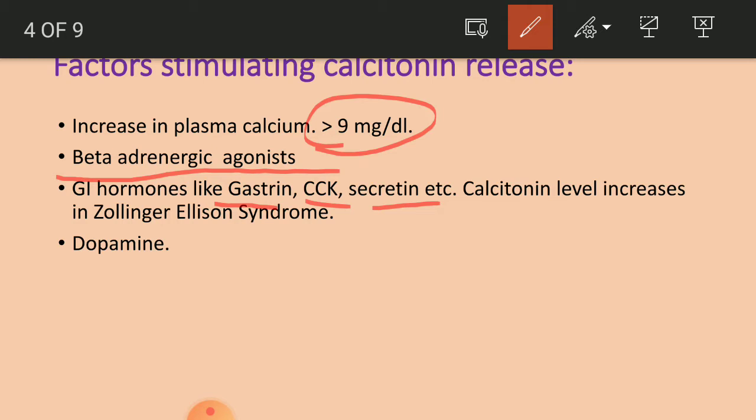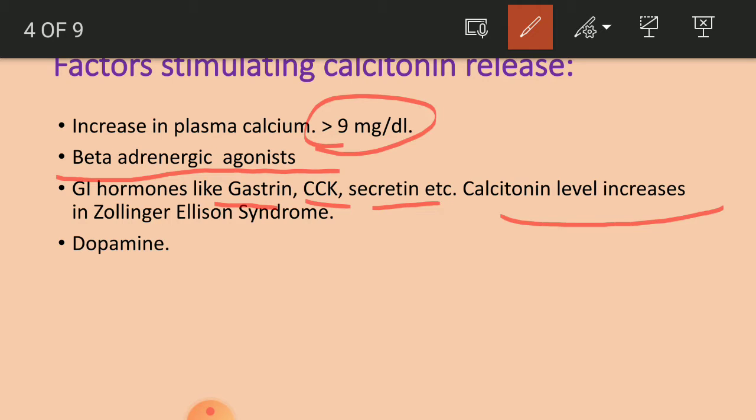but that is prevented effectively by release of calcitonin simultaneously by the action of different gastrointestinal hormones, that is gastrin, CCK, secretin, also released after food intake. They also stimulate release of calcitonin, and calcitonin tackles postprandial hypercalcemia. It has been found that in Zollinger-Ellison syndrome, as there is excessive secretion of gastrin, calcitonin level also gets increased. So, GI hormones are stimulus for calcitonin release.